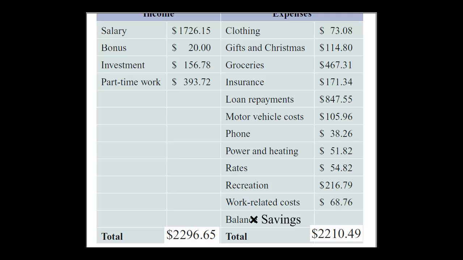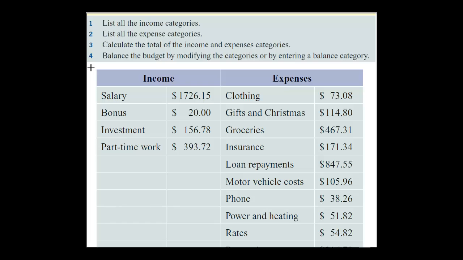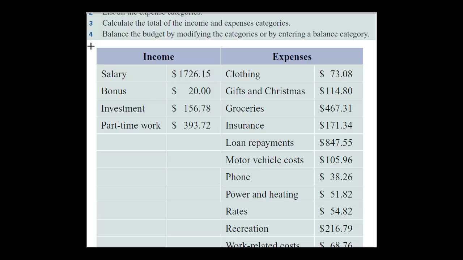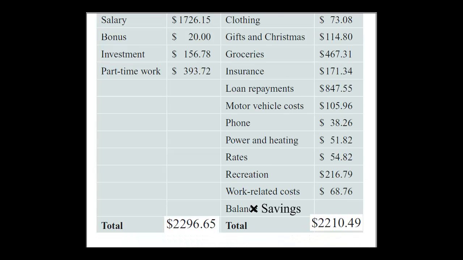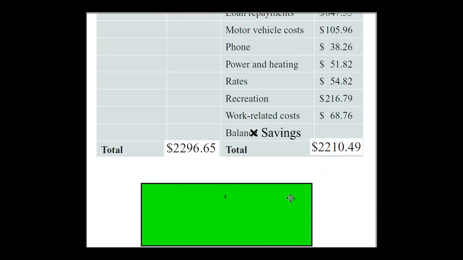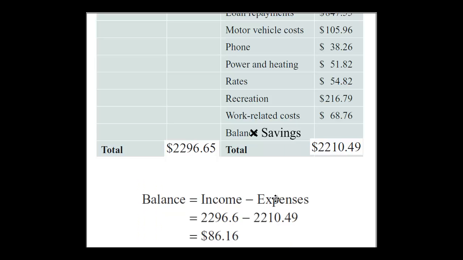The one thing that we do need to change, and that is step 4, is balance the budget by modifying the categories or entering a balance category. So the first thing where we modify is basically adding little bits to all his expenses so that it adds up to his total income. The other one, and what we're doing, is adding this balance category, or I call it savings. And we work that out by just working out the difference between his income and his expenses. So we get his income minus his expenses, and that tells us that he gets $86.16 spare every week.